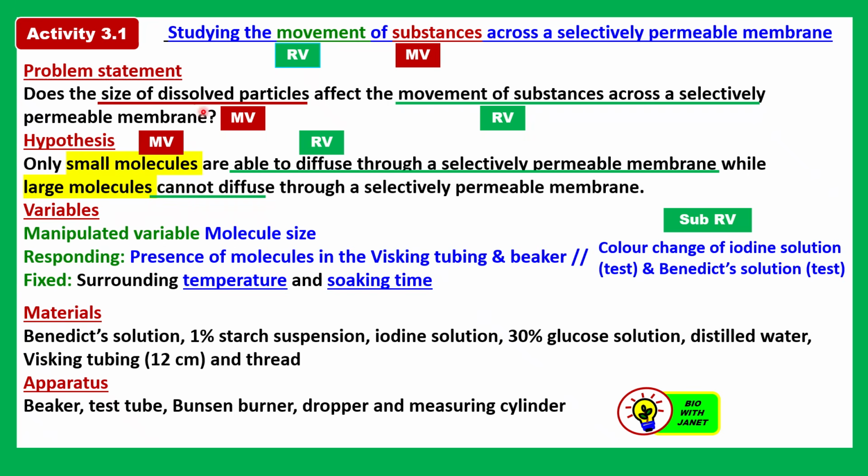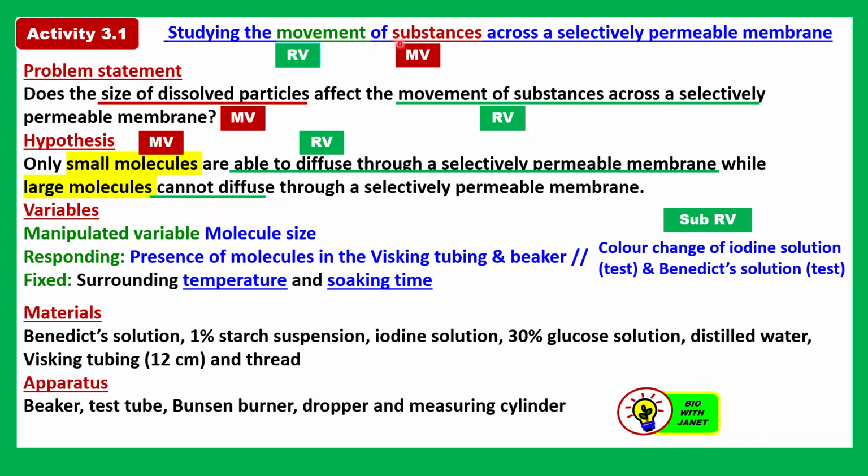The problem statement must have your MV and RV. So straight away from your activity 3.1, or from the question in the SPM paper, you have to select your MV and RV in the aim. Movement of substances: the MV is the substance, and the movement of substances, whether they can move through, is the RV. Substances is the MV, the types of substances with different sizes of molecules, and your movement, whether they can move through the selectively permeable membrane, is your main RV.